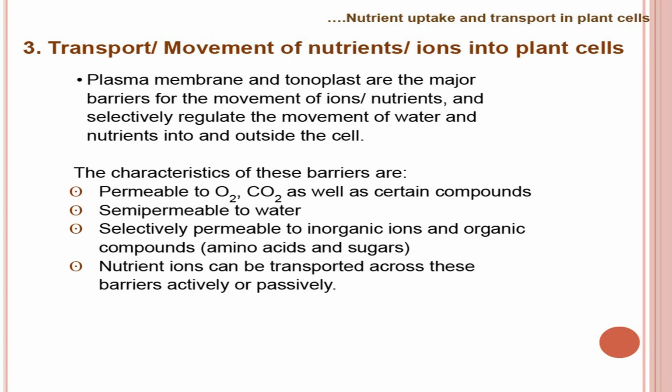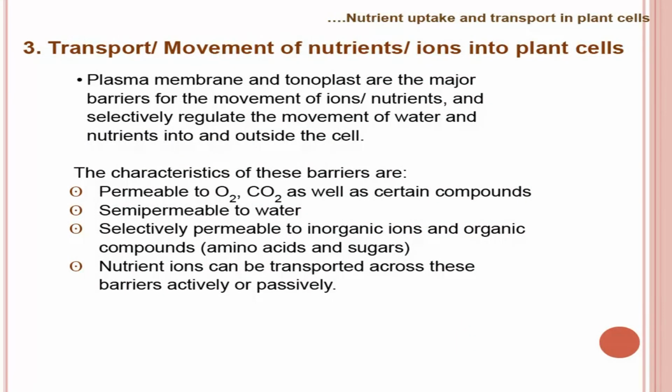The characteristics of these barriers: permeable to oxygen, carbon dioxide as well as certain compounds. Semi-permeable to water, means it may allow water sometimes and sometimes not, means restricted permeability of water. Selectively permeable to inorganic ions and organic compounds, amino acids and sugars. Selectively permeable means it allows entry or movement of certain compounds, however, it does not allow movement of certain other compounds. Therefore, it is called a selectively permeable membrane.